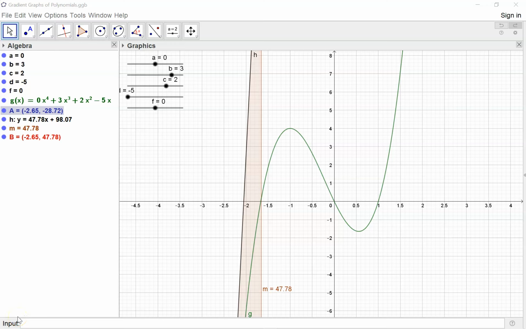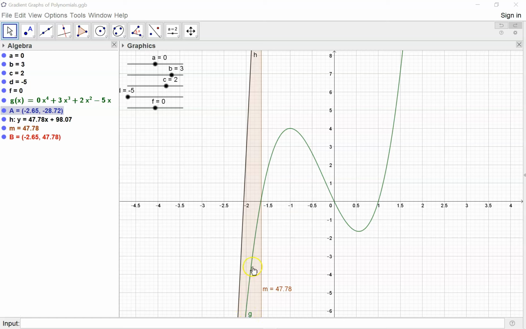In this video, we're going to consider positive and negative cubic functions. So we'll start off, we'll consider the function y equals 3x cubed plus 2x squared minus 5x. Just before I run the animation, we'll see what you think is going to happen.